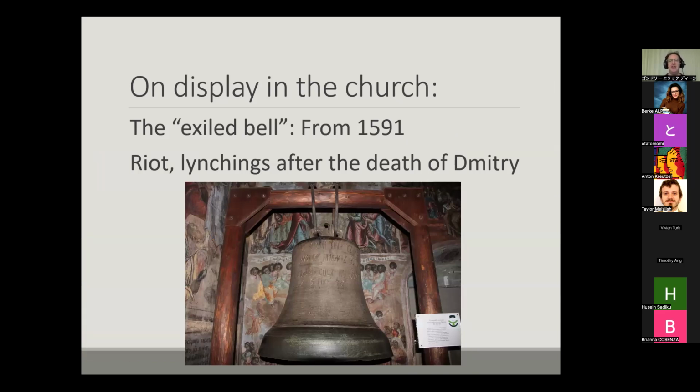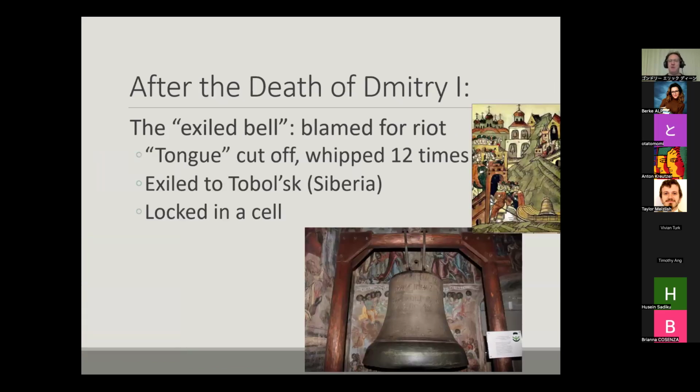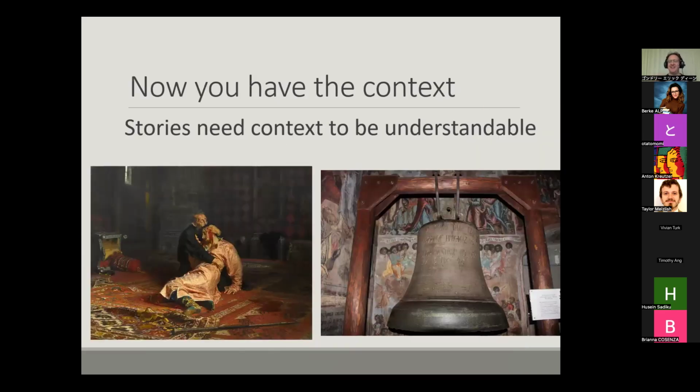The story is that after the death of Dimitri, this church bell began to ring on its own. This set off a riot in the town of Uglitch, and the bell was blamed for the riot. So the bell got punished for the riot. It got whipped, sent off to Siberia, and locked in a cell. In 1892, it got an official pardon and was returned, right? So anyway, now you can see the context behind these pictures and why the bell is on display. There is a reason that they're both related.